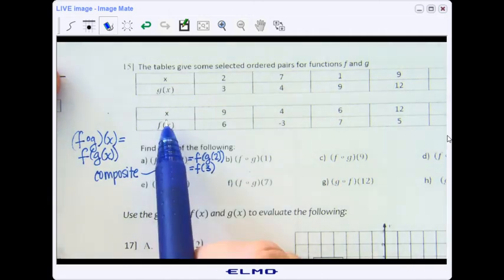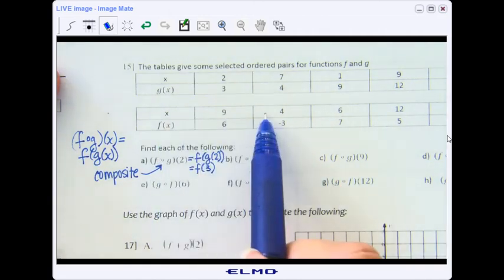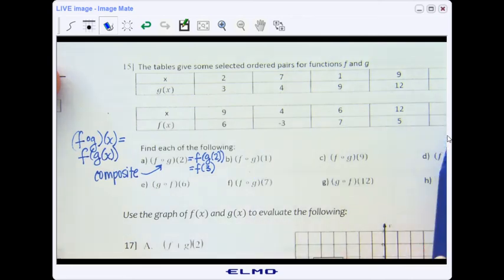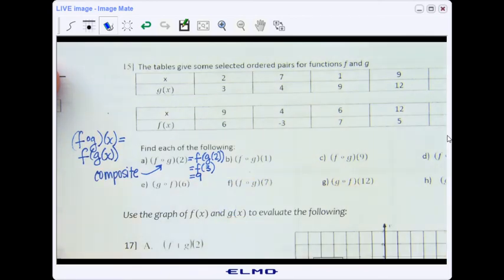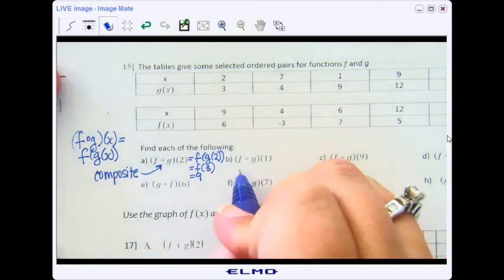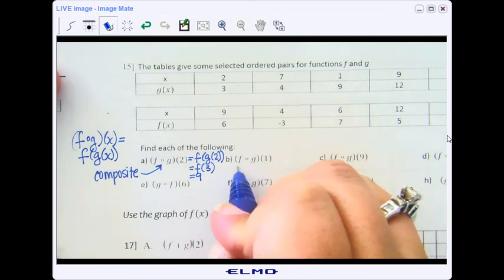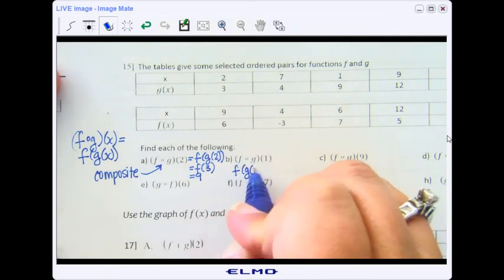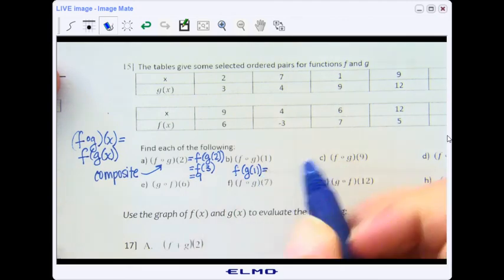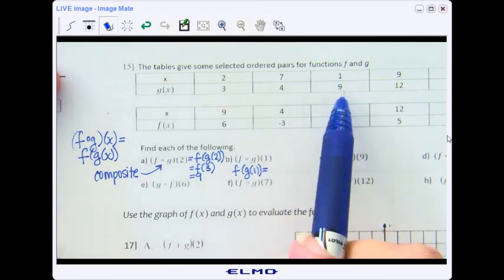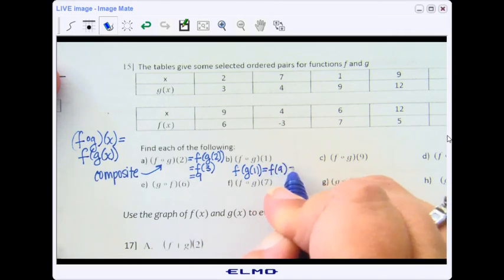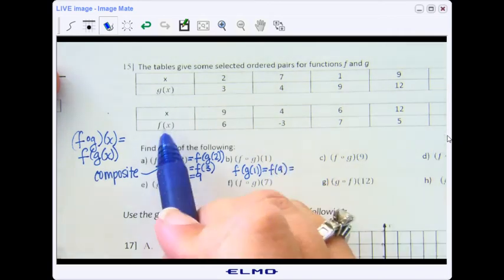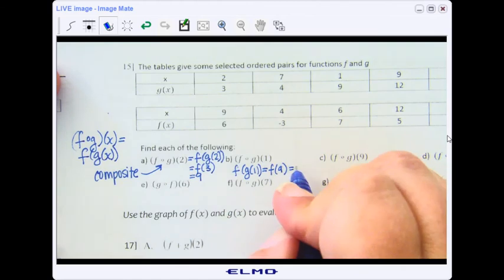So f of 3 is 9. The same thing in b. Well, f of g of 1 means f of g of 1. So I find g of 1 is 9. So I'm finding f of 9. F of 9 is 6.